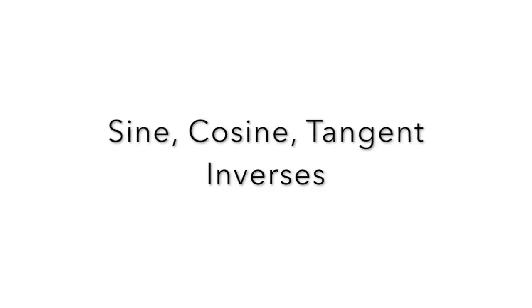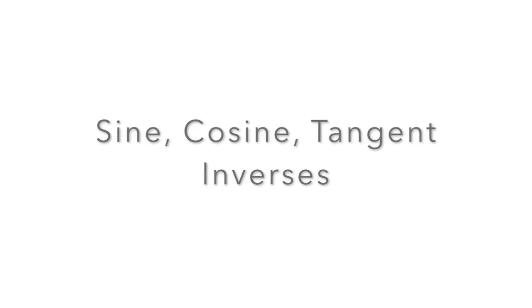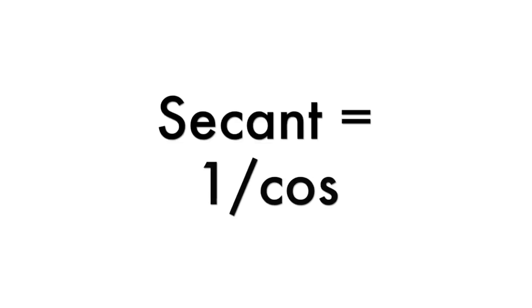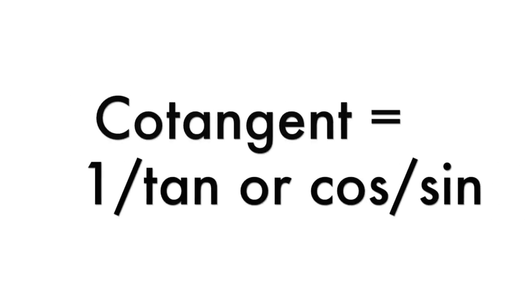The cosecant, secant, and cotangent are the inverses of the sine, cosine, and tangent functions. They are literally 1 over any of the trig functions. Cosecant and sine are inverses. Cosine and secant are inverses. And cotangent and tangent are inverses.